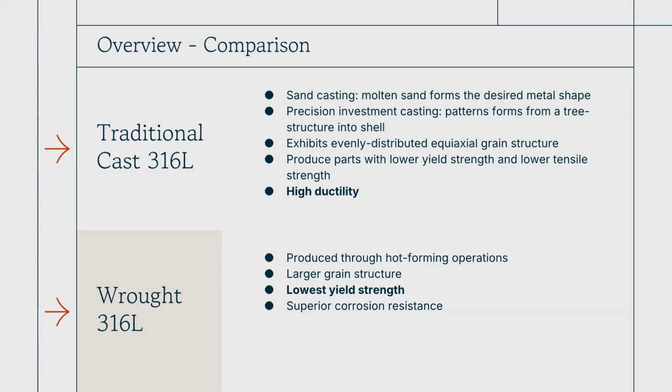So here is a brief overview of the difference between traditional cast and Wrought 316L stainless steel. Traditional cast is primarily sand casting, and it has pretty precise investment casting, and it exhibits an evenly distributed equiaxial grain structure. It produces parts with lower yield strengths and lower tensile strengths, and it has an overall higher ductility. Wrought 316L is mainly produced through hot forming operations. It has an overall larger grain structure and a lower yield strength, and it offers superior corrosion resistance.